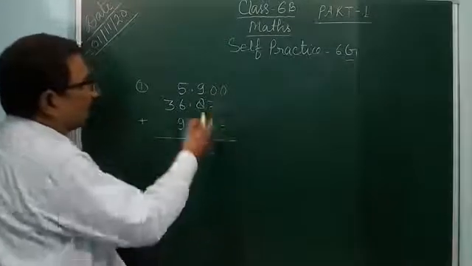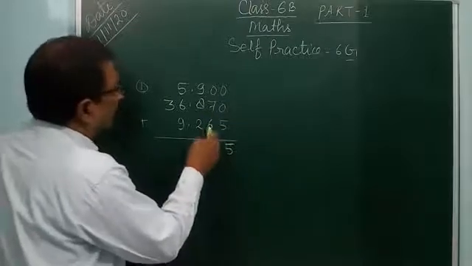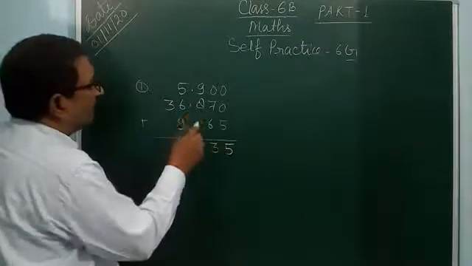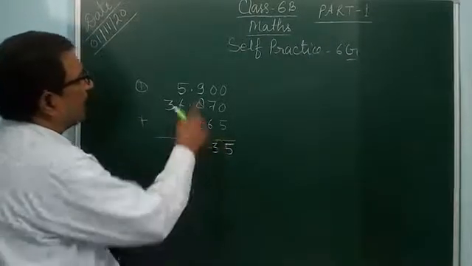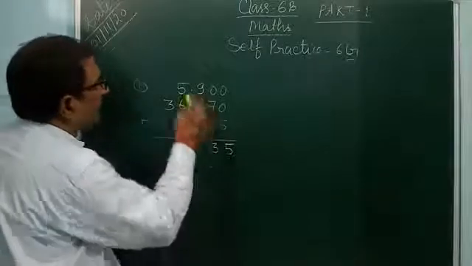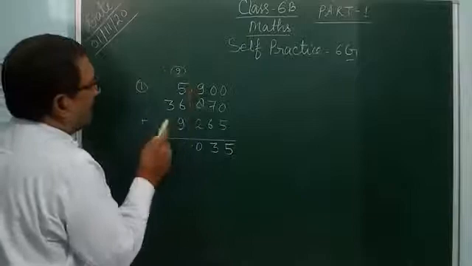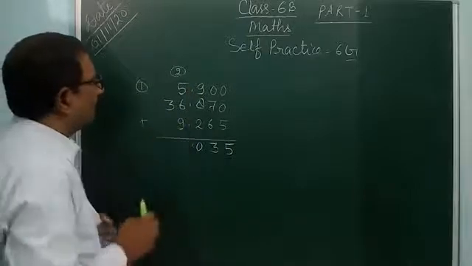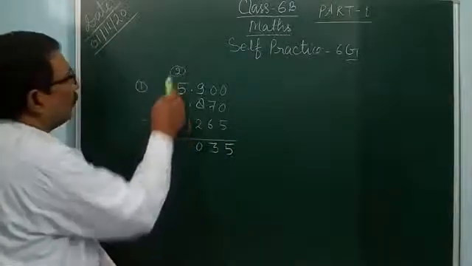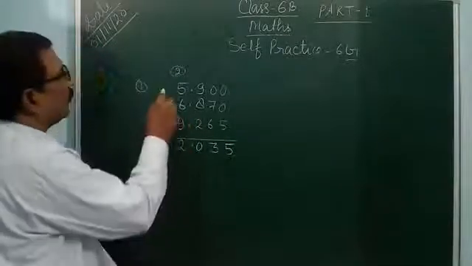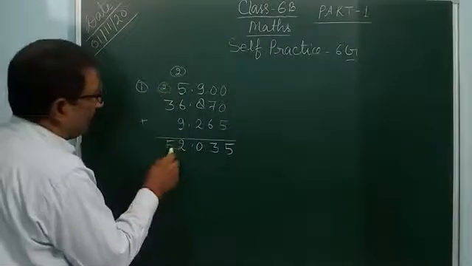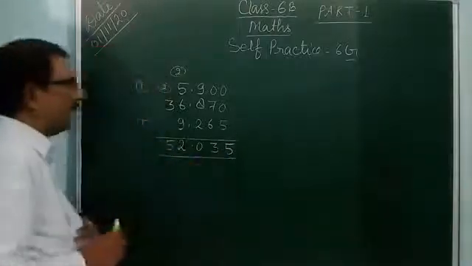Like this also you can do: 5 and 7 is 12... 6, 13, 1 carry, 8 and 2 is 10, 10 and 1 is 11, 11 and 9, 20, 20, 0, 2 carry, and 9 and 6, 15, 15 and 5, 20, 20 and 2, 22, 2 here, again 2 carry, 3 and 2, 5. So it will come 52.035.